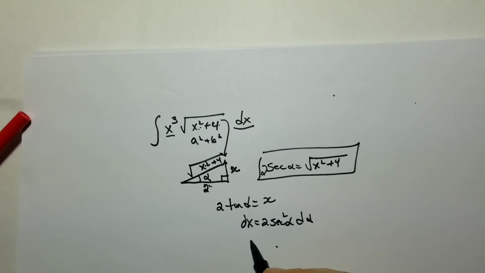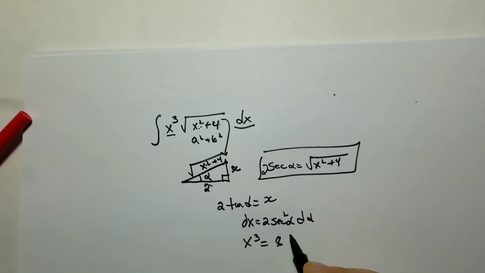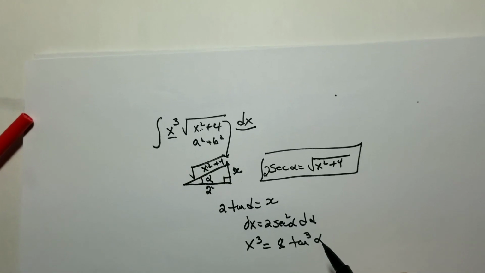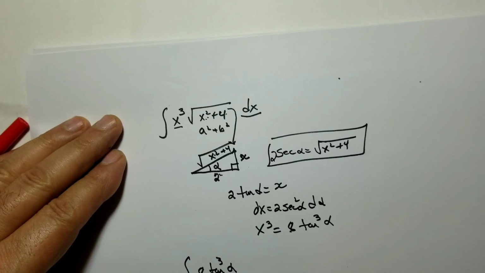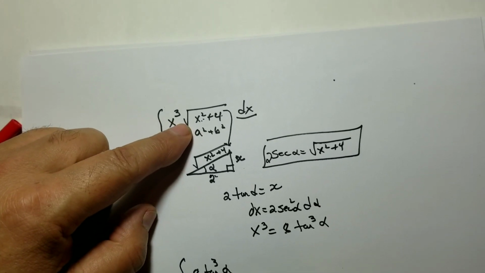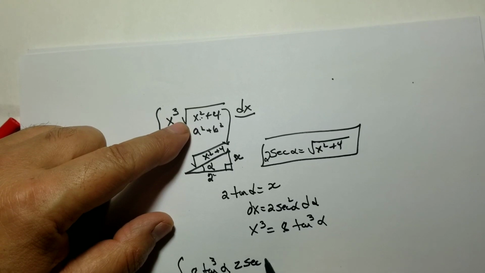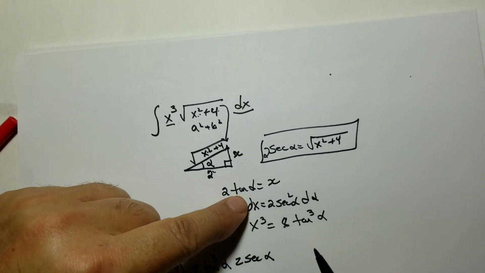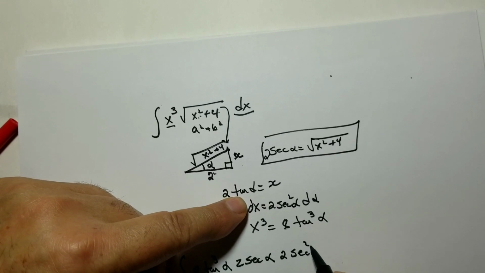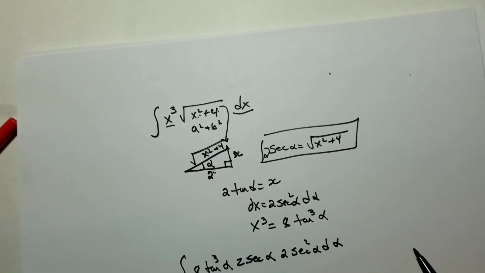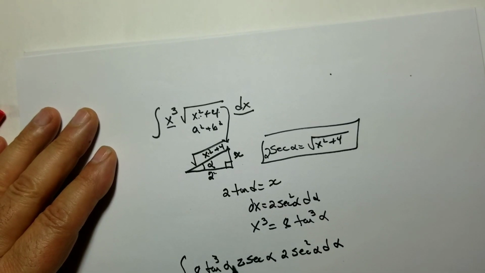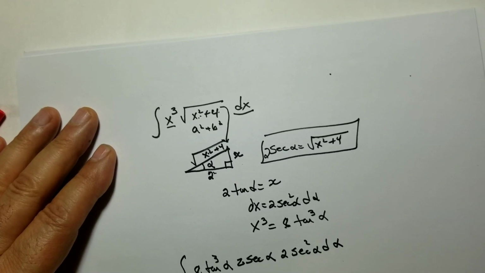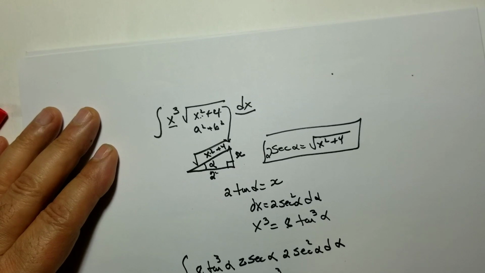And what is x cubed? x cubed is 8 tangent cubed of alpha. Then I'll go in here and put 8 tangent cubed of alpha. The square root of x squared plus 4 is 2 secant of alpha. And dx is 2 secant squared of alpha d alpha. In here, I have a 2 here and a 2 here, 4, and an 8 is a 32. And I'm going to have secant to the third, tangent to the third.